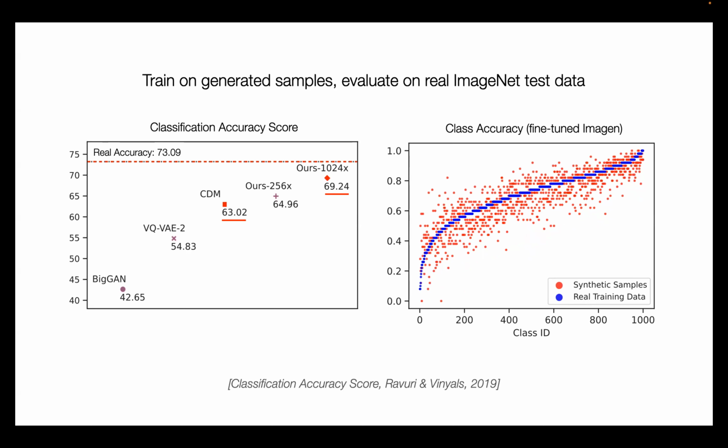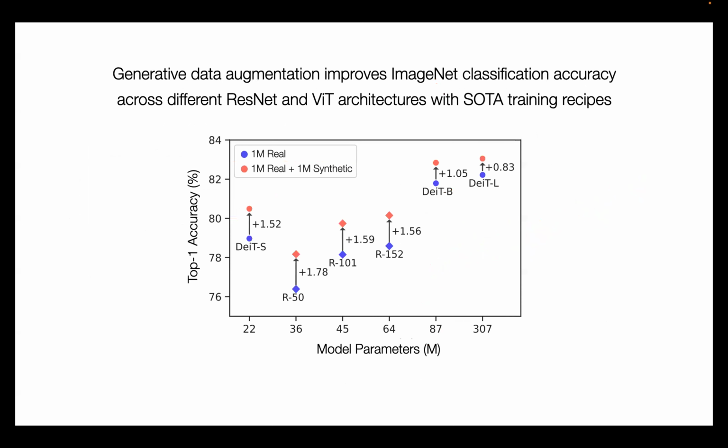And from there, we moved on to look at generative data augmentation. For this experiment, what we did was generate a data set that's twice as big as the ImageNet training set, so it's about 2.5 million images. Half of those are synthetic, half of those are the real data.